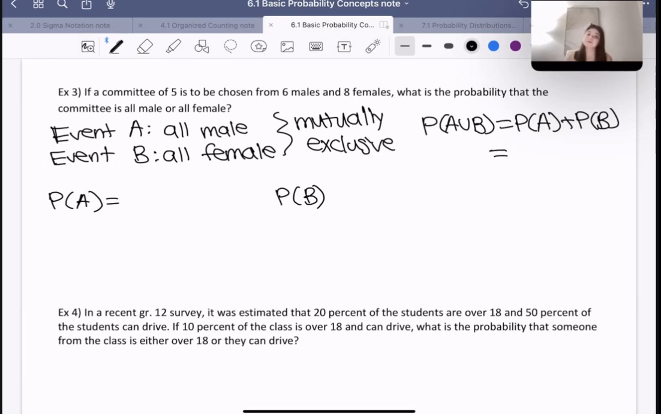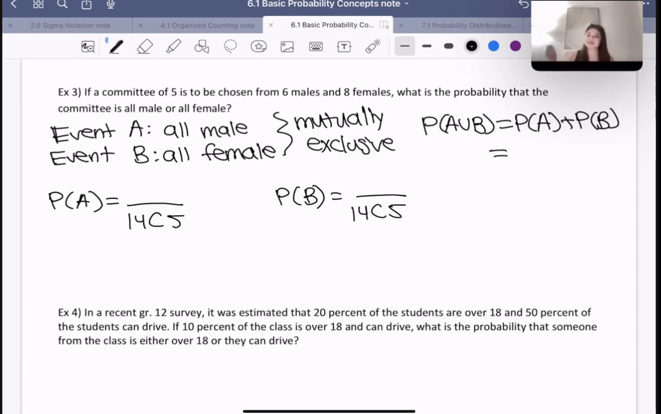So, therefore, the denominator for both of these is going to be 14 choose 5, right? There's 14 choose 5 ways to possibly form a committee with no restrictions. Now, for probability A, on top, we need to put the number of ways, within those 14 choose 5 total ways, that we have an all male team.